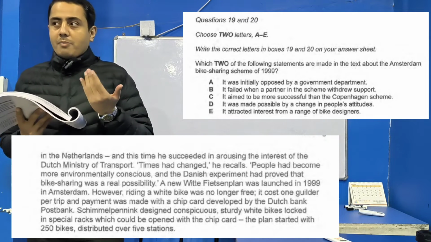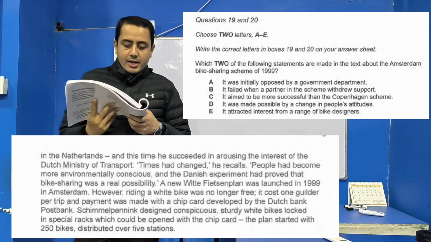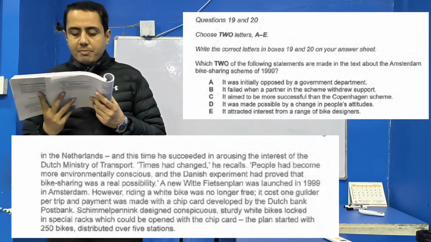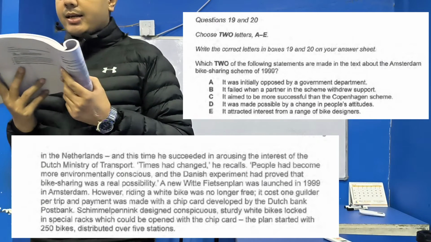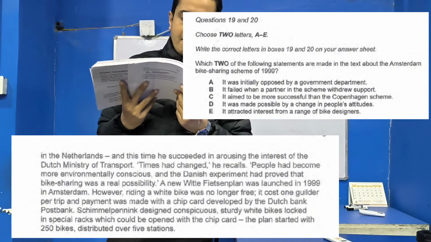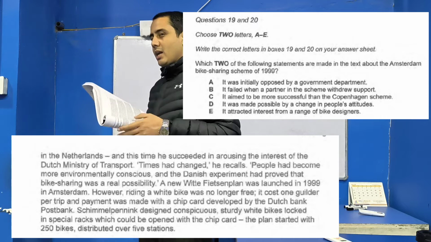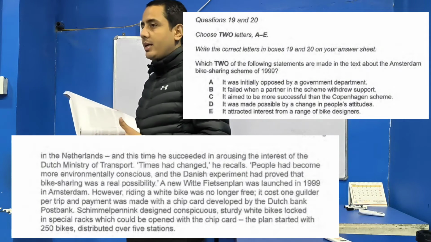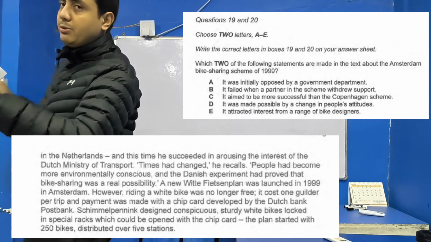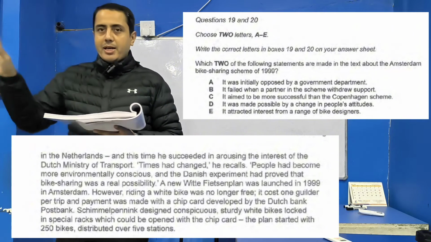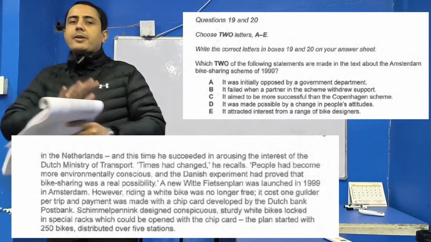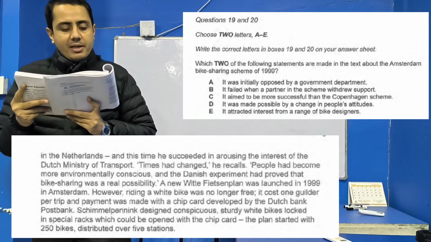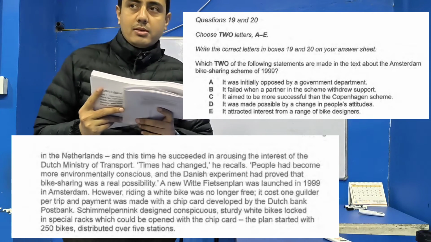So now, what made the government support? Let's see. Times had changed, he recalls. People had become more environmentally conscious. And the Danish experiment had proved that bike sharing was a real possibility. Now, we don't know much about what happened in Denmark. Maybe if you read paragraphs A, B, C, we will find that. But still, whatever happened in Denmark, in the Netherlands times had changed. I mean, it was a different time. And people had become more conscious about the environment.